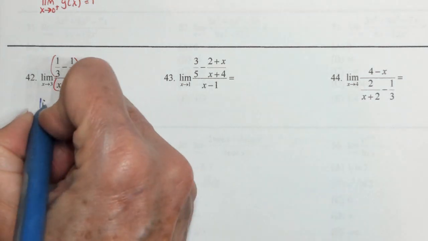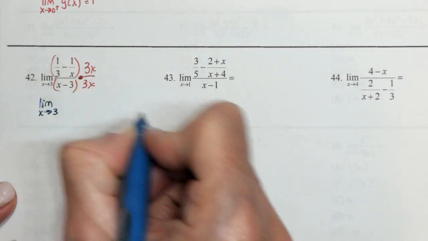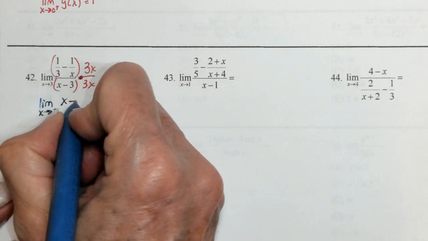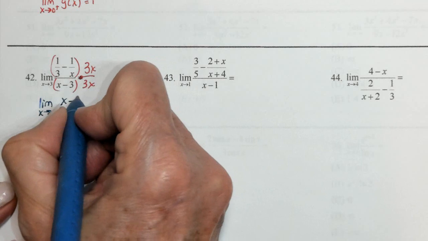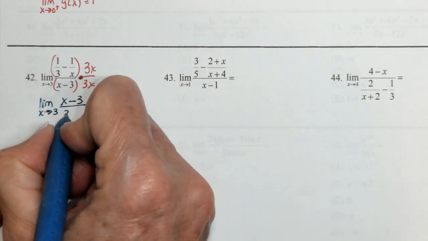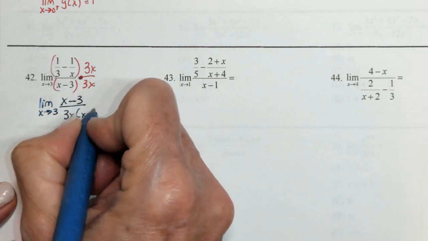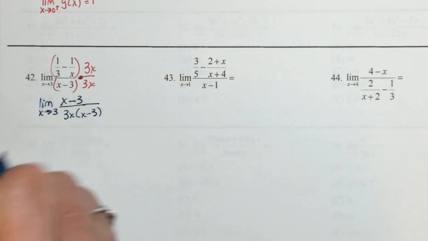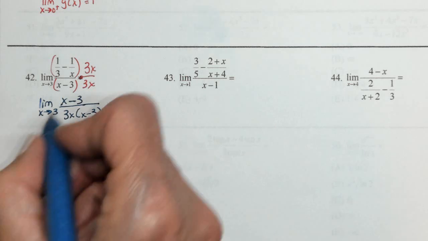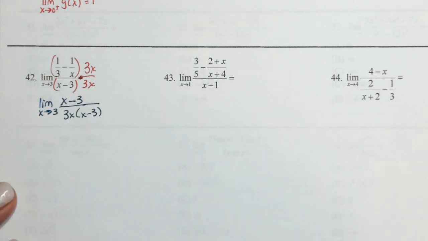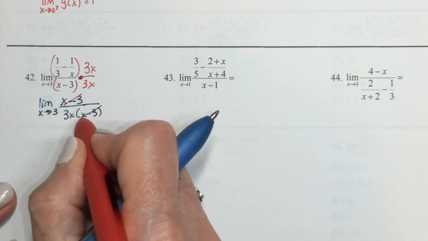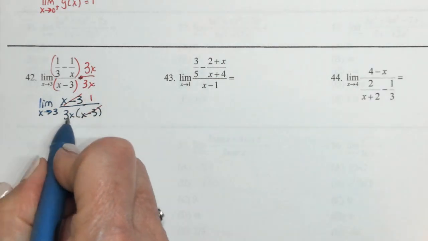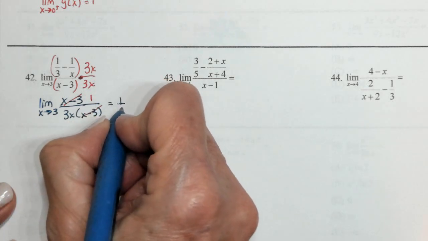The limit as x approaches 3. Okay, 3x times 1/3 is x, minus 3x times 1 over x is 3, divided by 3x times x minus 3. I do not want to distribute that because now I can get rid of my hole. So now I can cancel these out because x is not 3. x is only approaching 3. Put 3 into the remaining x, and we get 1 over 9.